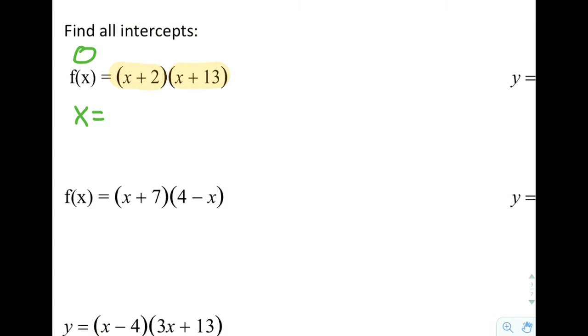One example would be if you plugged in negative 2. If you plugged in negative 2 here for x, then negative 2 plus 2 is 0. This whole group is 0, and that means this whole equation is 0. So negative 2 is one of your answers. The other one that could make this group on the right become 0 would be negative 13. If I plugged in negative 13, negative 13 plus positive 13 is 0, that will make everything become 0. So those are the x-intercepts.